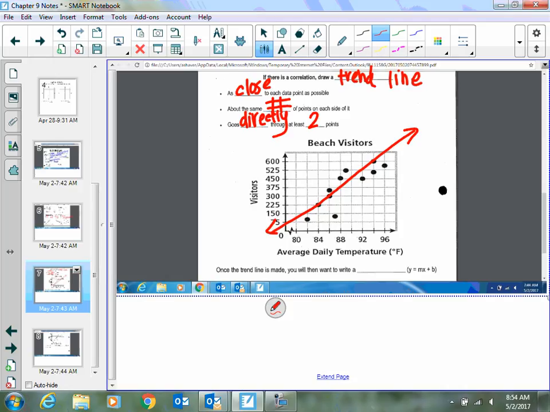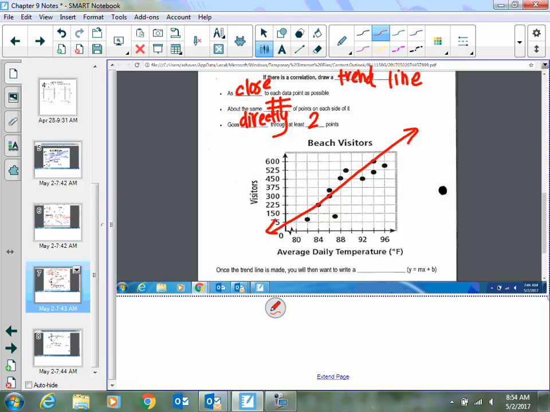So as the temperature is going up, what are they claiming is happening to the visitors? They're going up. The higher the temperature is at the beach, the more visitors you're going to have, right? So if the temperature is 0, just like we're representing here, do you expect a lot of visitors at the beach? No. So that's why hopefully you've intersected somewhere pretty low on the y-axis.